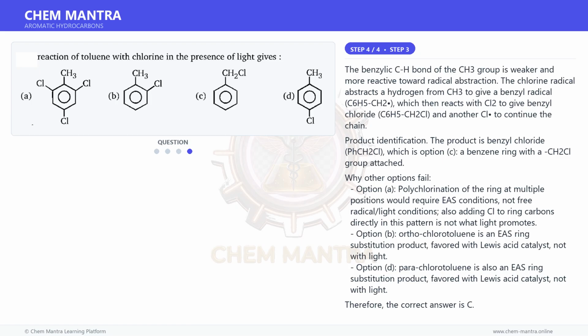Product identification. The product is benzyl chloride, PhCH2Cl, which is option C, a benzene ring with a CH2Cl group attached.